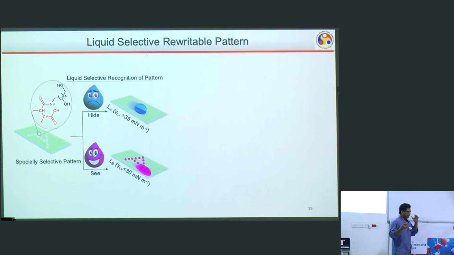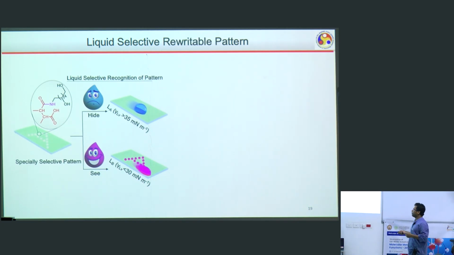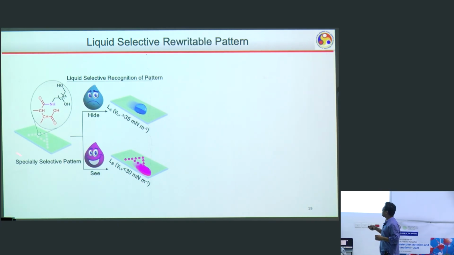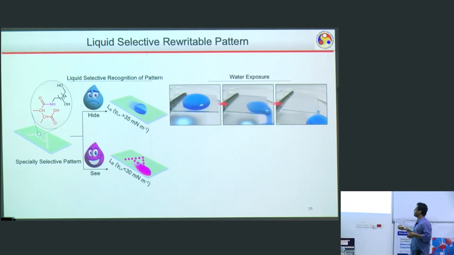Now, after this knowledge, we thought, why not go for spatially selective modifications? Once we do that, we can have a pattern that can be apparently visible, or the liquid can recognize it depending on its surface tension. Okay, the same interface, when you expose it to water, it cannot really find that pattern. But when you expose it to ethanol, at that point it can find it out. So it's a kind of hide and seek, right?